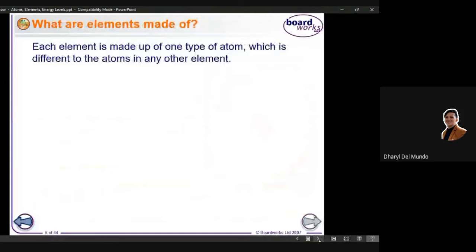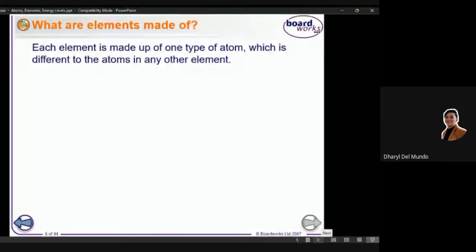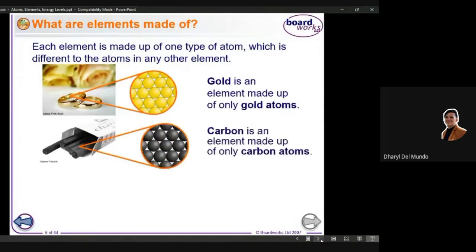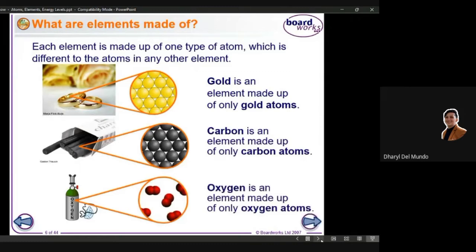Alright? And of course, each element is made up of one type of atom. So again, one atom is equivalent to an element. So when we talk about the atom of hydrogen, that is the element of hydrogen. One element is equivalent to one atom, which is different from the atom in any other element. Sometimes we use color for us to be able to distinguish one atom from another. So we have gold. Okay, that's the first example that we have. Gold is an element made up of only gold atoms.